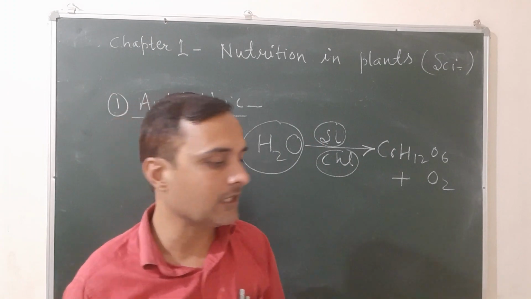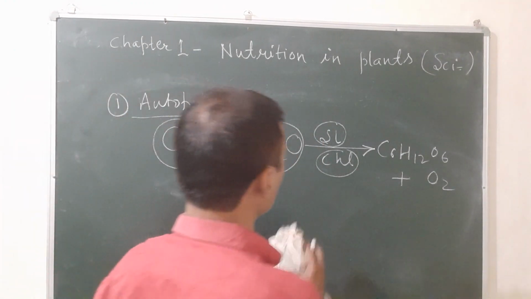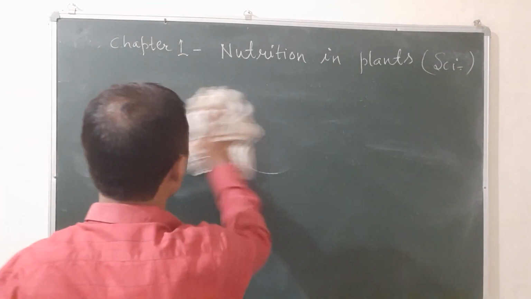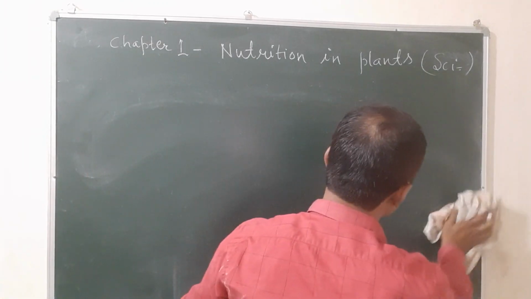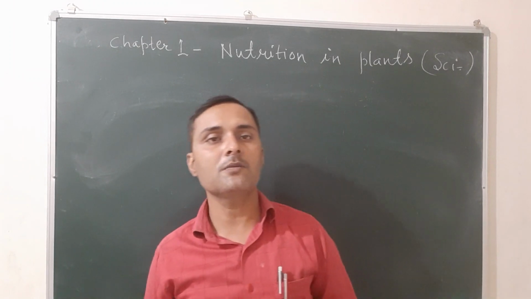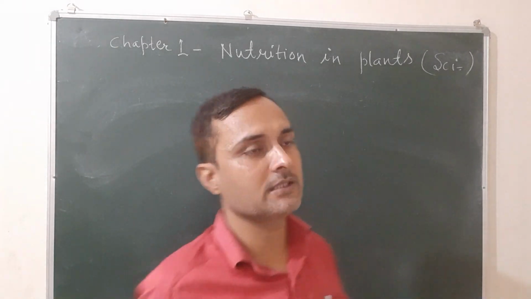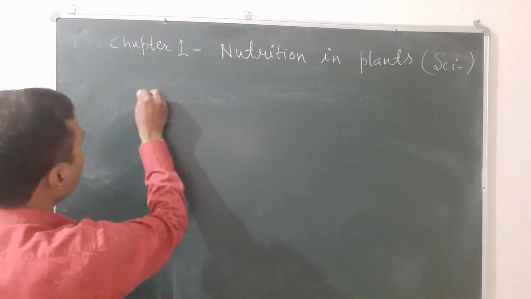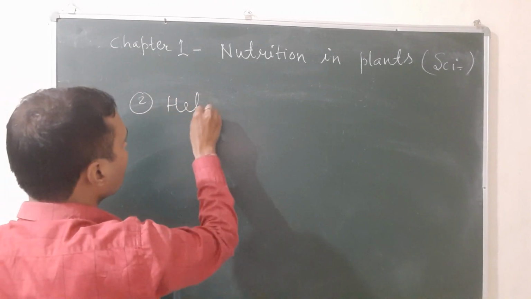Now let us see the second type, known as heterotrophic nutrition. So what are the basic requirements of autotrophic nutrition? First one carbon dioxide, second one water, third one chlorophyll, and fourth one sunlight. Okay, let us see the second type of nutrition known as heterotrophic nutrition.